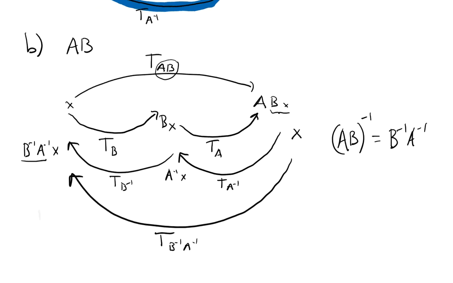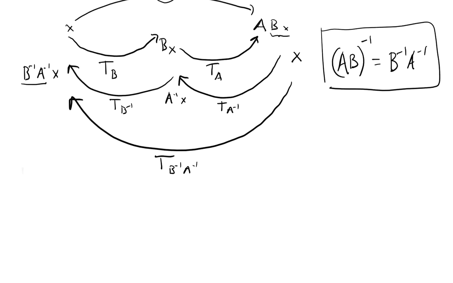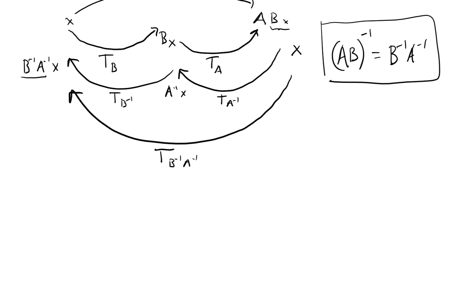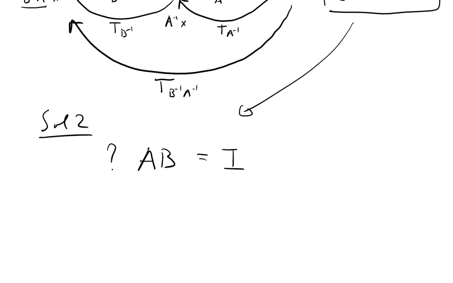We can verify this algebraically, but what I'm showing you on the diagram is that we get this formula just by thinking about our matrices in terms of the fact that they're associated to linear transformations. So let's just verify this algebraically. This would be our solution 2, which is algebraic. I've got a matrix AB, and I want to multiply it by something in order to get I. Well, what do I need to multiply it by?